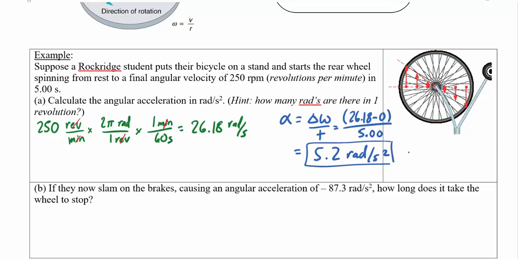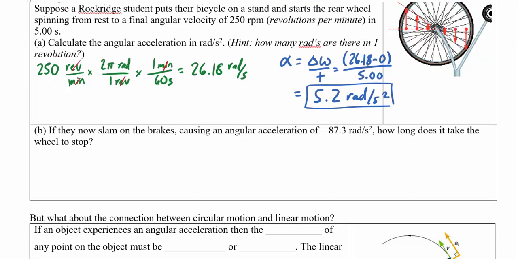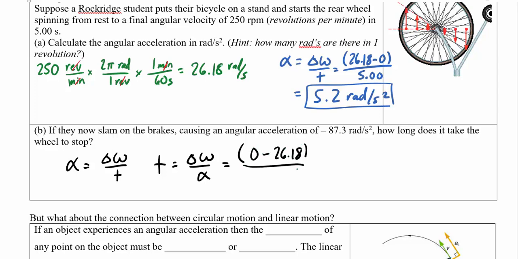So suppose they now slam on the brakes, causing an angular acceleration of negative 87.3 rad/s². How long does it take the bike to stop? Well, again, angular acceleration is just a change in angular velocity divided by time. And so time will just be my change in angular velocity divided by acceleration. Now I'm going to a final angular velocity of 0. I started at 26.18 and I'm dividing that by a negative acceleration because it's slowing down. And this ends up being 0.30 seconds.